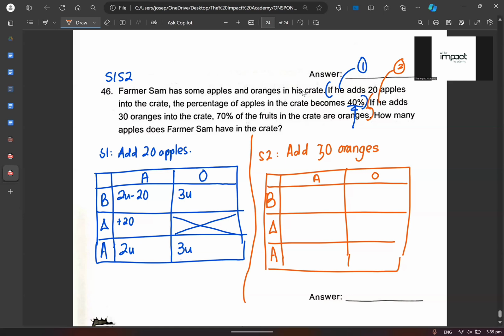Okay, so what are we going to add first? We're going to add this, right? So 70% becomes 70 over 100. Do you all agree or disagree? 7 over 10. So 7 parts of fruits for orange. Do you understand or don't understand? So this becomes 3 parts, right?